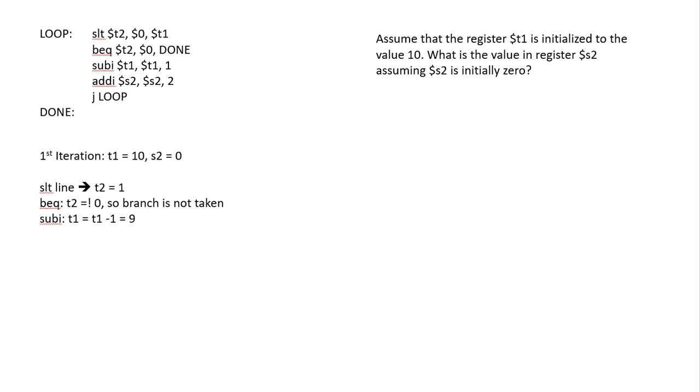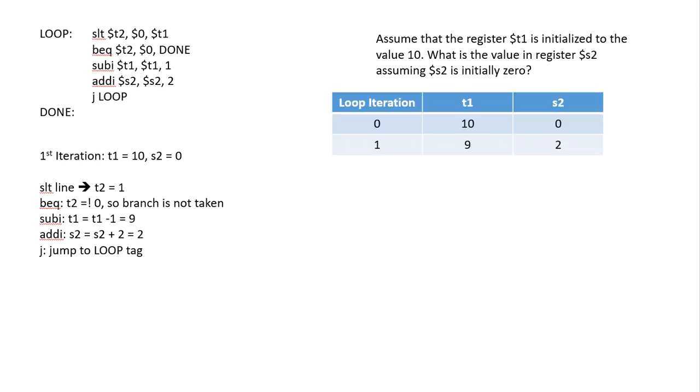Next instruction, add immediate. Pretty similar. S2 equals S2 plus 2. So our S2 was 0. Now it is 2. And we go J loop. We jump back up to our loop tag, and we are set right here. So I went ahead and put that into a table for us. This was our beginning values. These are our values after the first iteration through our loop.